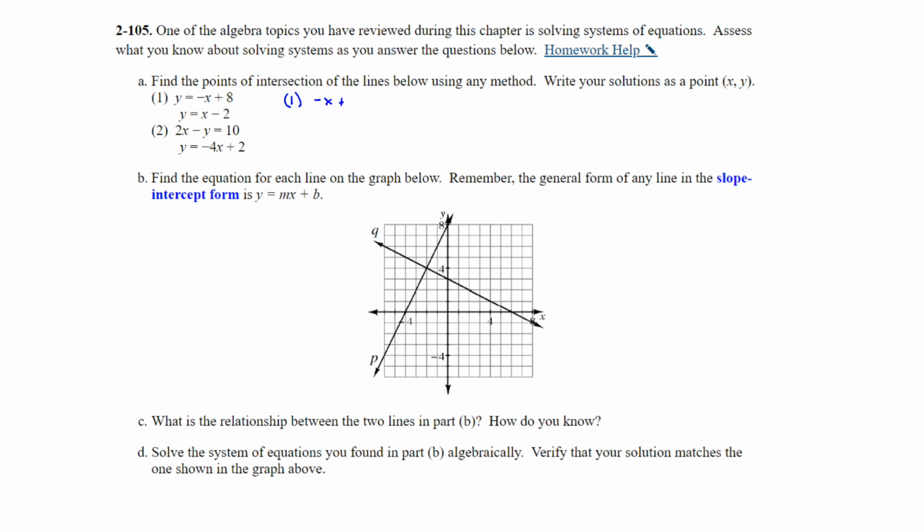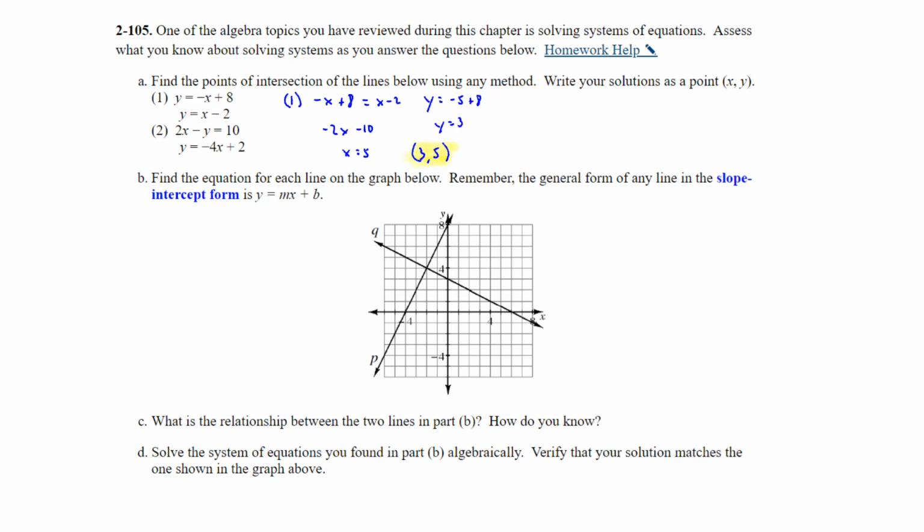So I'm going to set, since they're both y equals, I'm going to set them equal to each other. And then solve, I'll subtract the x and then subtract the 8. So it looks like we get x equals 5. Plug that back into one of the two equations. I'll just plug it into the first one. That's negative 5 plus 8. And so y is equal to 3. So the solution would be 5 comma 3 for that.